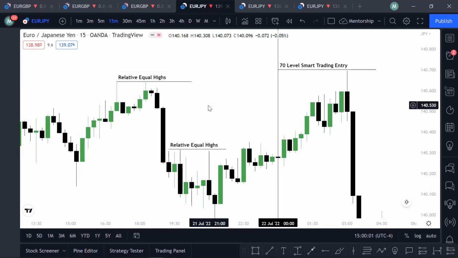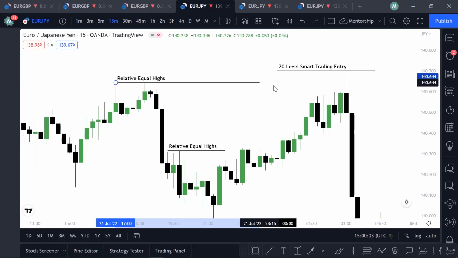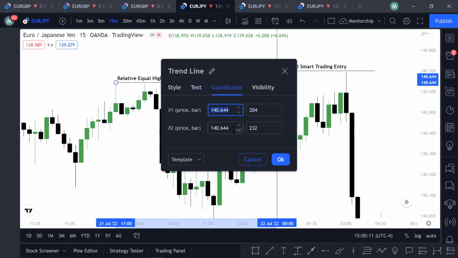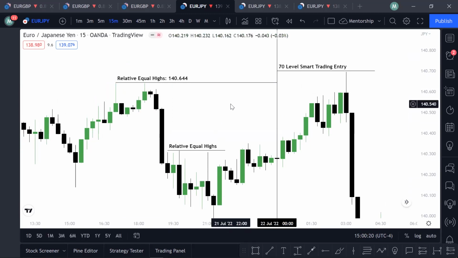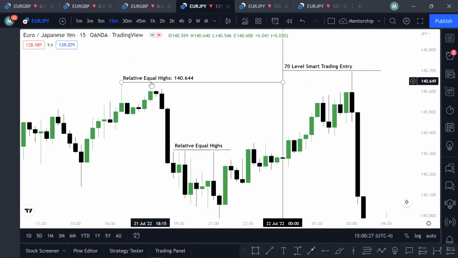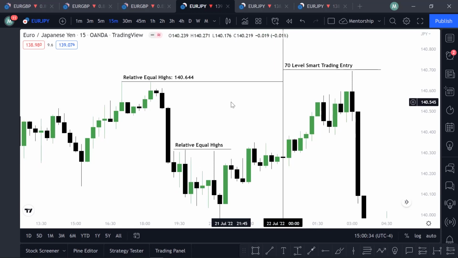Now, this is one thing I want you to look at here. Do you see these equal highs, relative equal highs? Let's get their price level. This is where a smart trading entry will work for you. In the previous videos, we said if we have relative equal highs above a smart trading entry, we are going to use a smart trading entry and a half for entries.